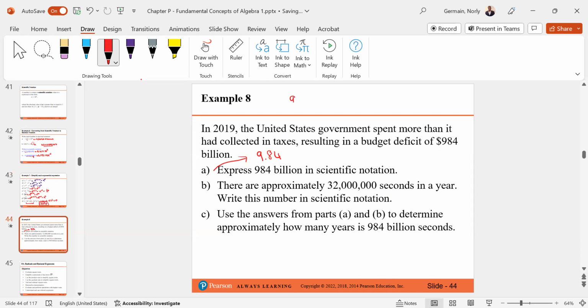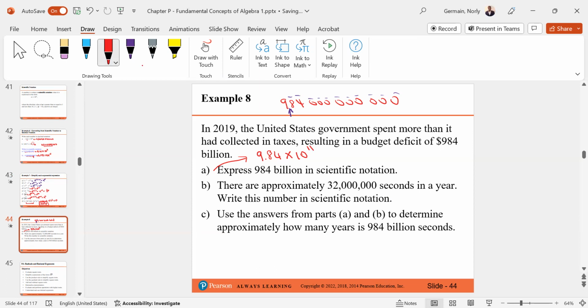Remember, billions is power 9. It's like you have 984 times 10 power 9 because they said billions. Or if you want to write it out, this is how you're going to write it: 984 billions, 9, 8, 4, then 0, 0, 0, 0, 0, 0, 0, 0, 0. Now let's count from here to the right: how many digits? 1, 2, 3, 4, 5, 6, 7, 8, 9, 10, 11. So our answer is 9.84 times 10 power 11.